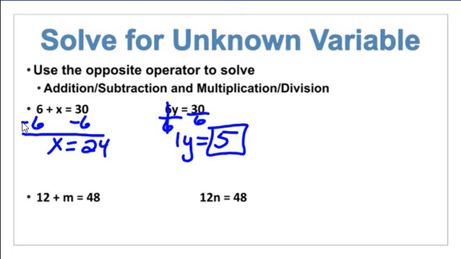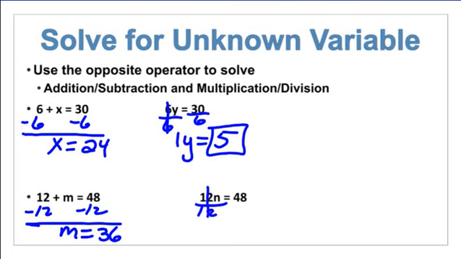We'll do the last two, and that would be it. So 12 plus m equals 48. Opposite of addition is subtraction, so I'm going to subtract 12 on both sides. 12 minus 12 is 0, plus m is just m, equals 48 minus 12 is 36. And the last one, multiplying by 12 and n. Opposite is divide by 12. 12 divided by 12 is 1. It just gives me n. Whatever I do on one side, I must do on the other. So 48 divided by 12 will give me 4. So that would be our answer.